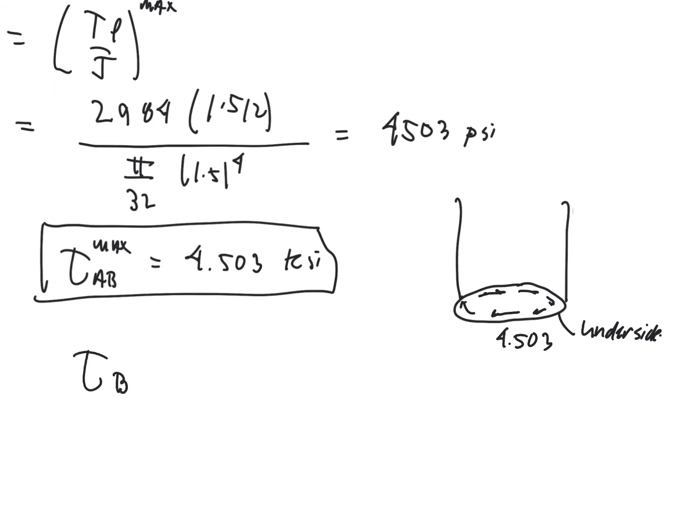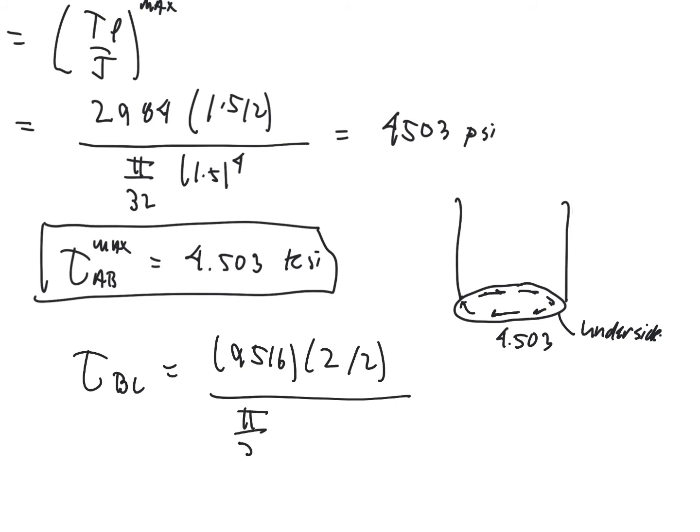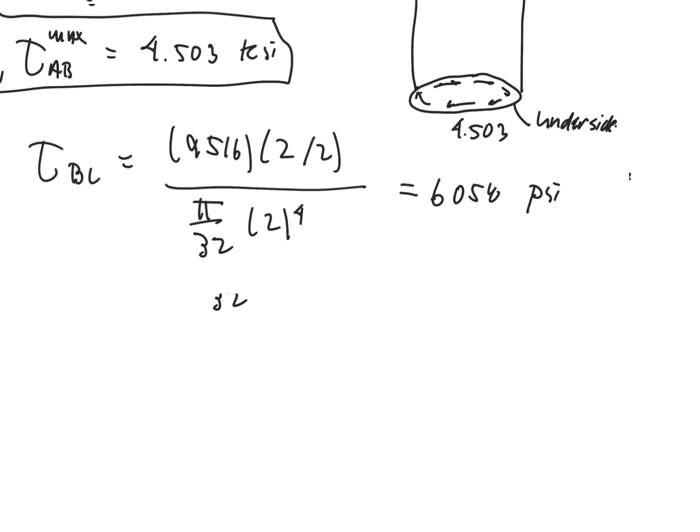BC is similar. So tau BC, I now have T rho over J for that particular segment. That's going to be 9516 times its maximum radius, that's the diameter divided by 2, all divided by J, which is pi over 32 times 2 to the fourth. And that's going to give 6058 psi. So if we wanted to give this in terms of the input forcing function, we would say that tau BC max is equal to 6.058 ksi.